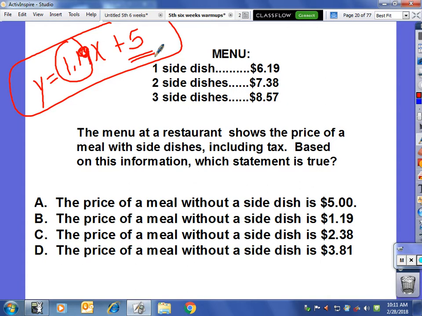You've never heard of chicken fried steak? Okay, anyways, it's $5 for the meal, and then they start charging you extra if you add sides. Kind of like at Luby's, right?